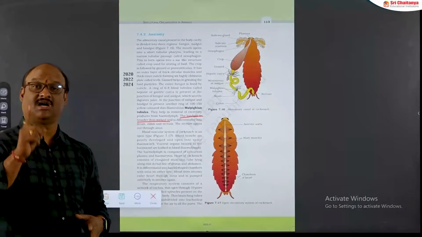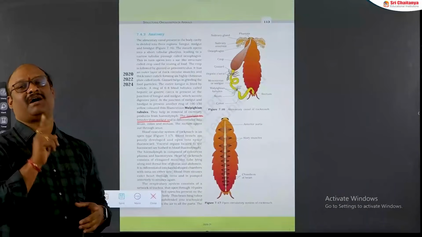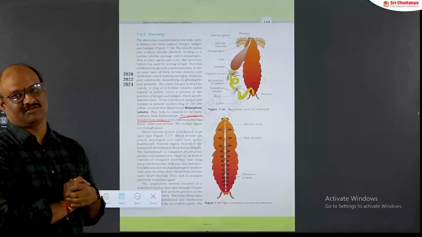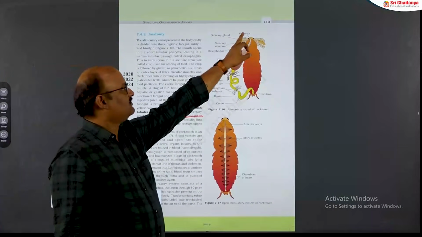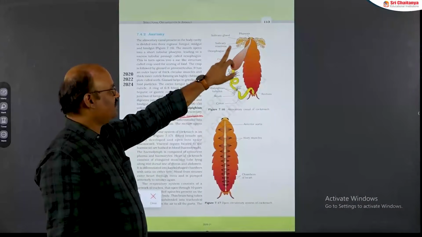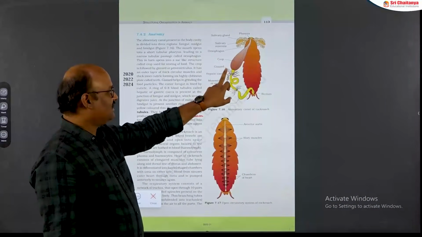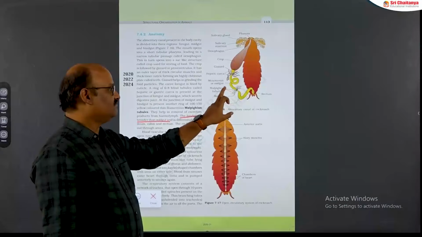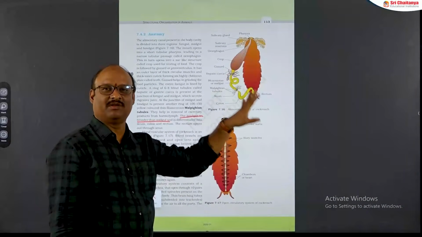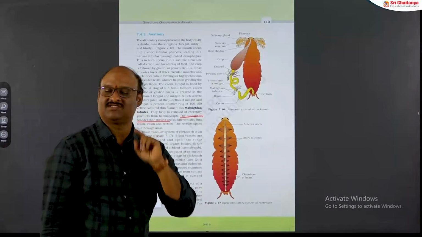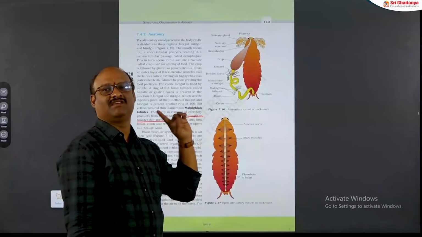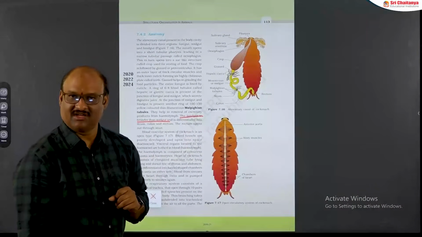Once there was a question about the pathway of the digestive system of the cockroach. Nothing but mouth, pharynx, then esophagus, crop, gizzard, then midgut, ileum, colon and the rectum, which opens out through the anus. That was a question which was given before regarding the pathway of the digestive system of the cockroach.